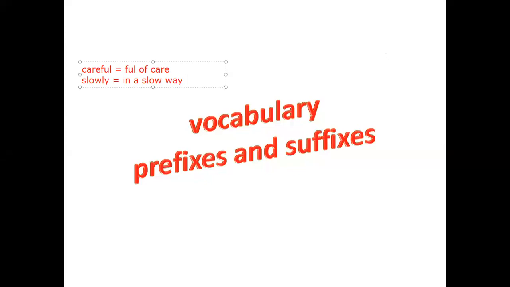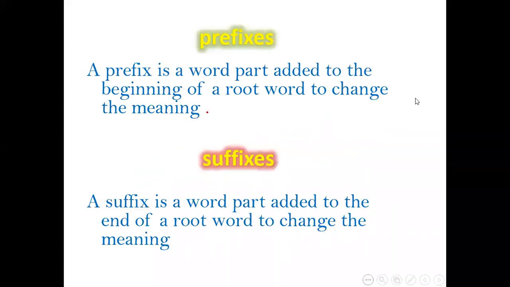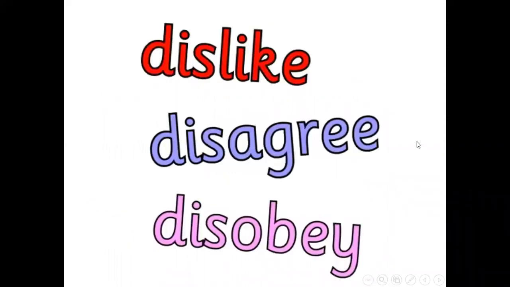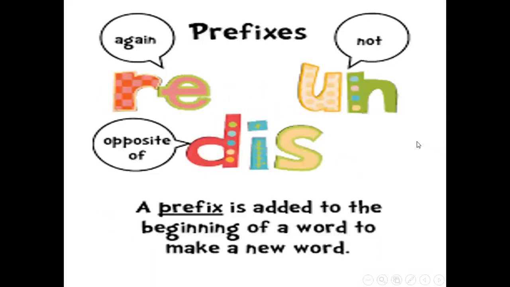So what's the meaning of suffixes? The suffixes are word parts. We add them to the end of the word and they change the meaning of the word. Let me erase. So what's the meaning of prefixes? The prefix is a word part added to the beginning of the root word to change the meaning. The suffix is a word part added to the end of the root word to change the meaning.